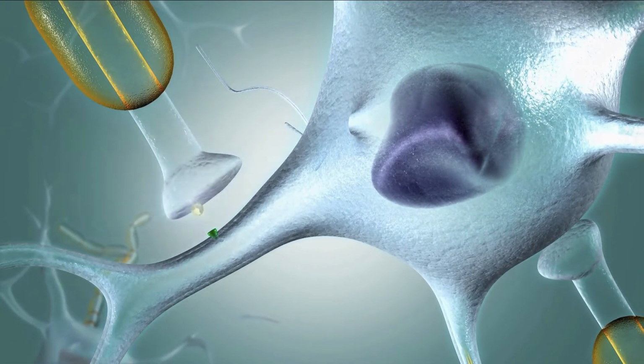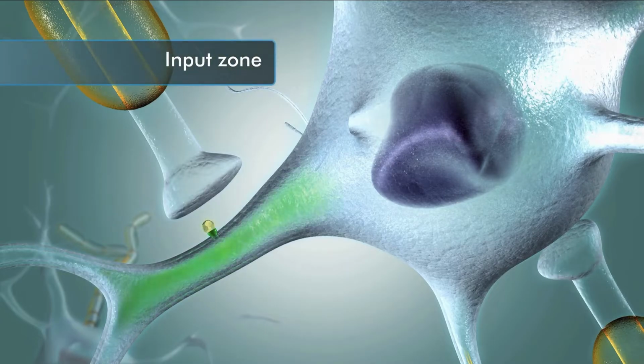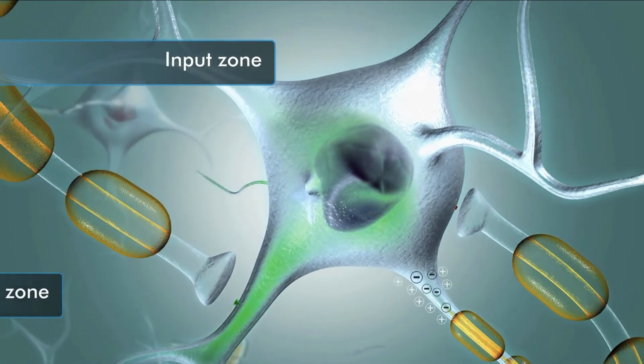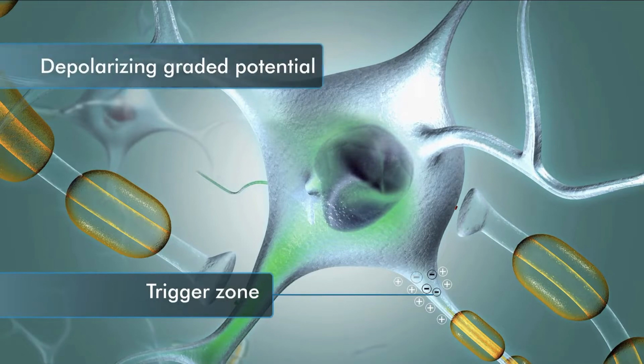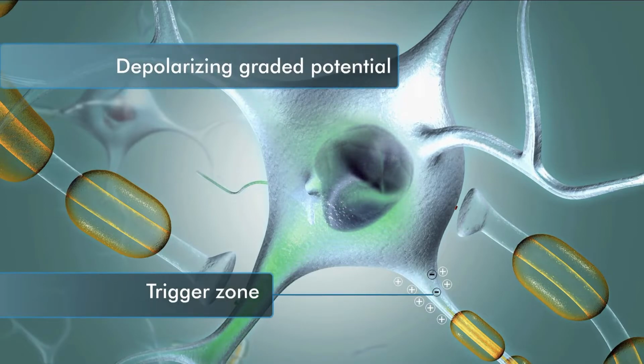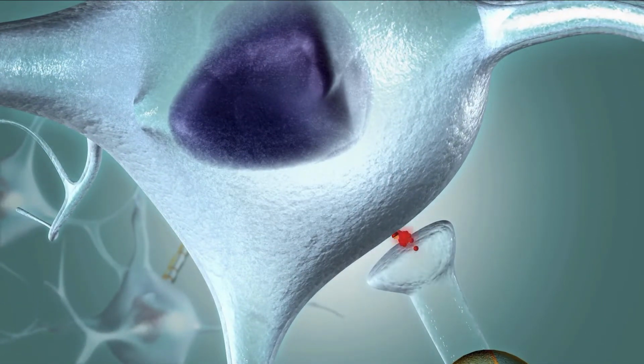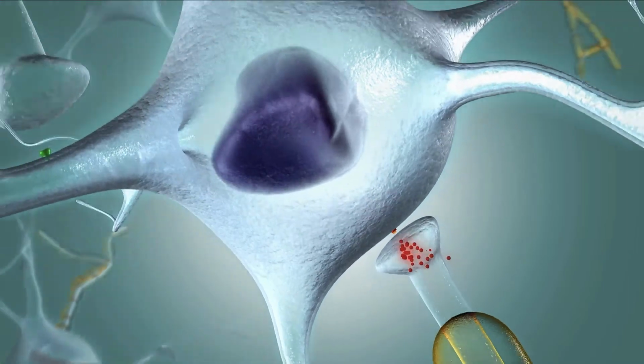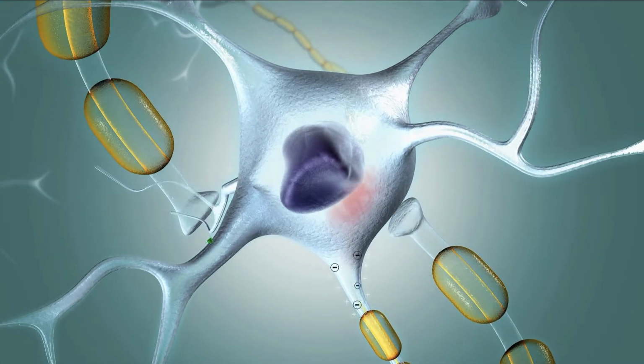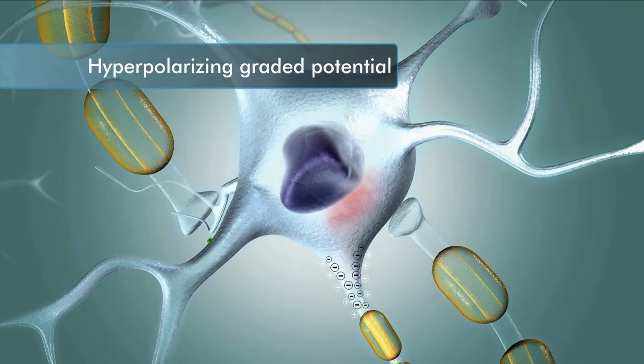Some graded potentials occur when chemically gated sodium channels open to allow sodium ions to diffuse into the input zone. This electrically moves the trigger zone closer to or above the threshold. They are considered to be depolarizing graded potentials. If chemically gated potassium channels in the input zone are stimulated to open, it allows potassium ions to diffuse out of the cell and causes the inside of the membrane to become more negative, moving the voltage in the trigger zone away from the threshold. These inhibiting graded potentials are known as hyperpolarizing graded potentials.